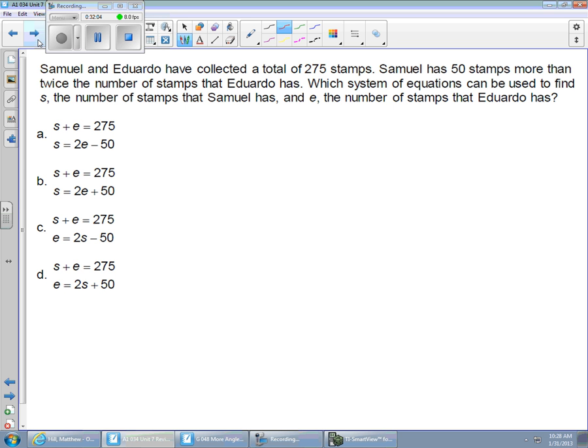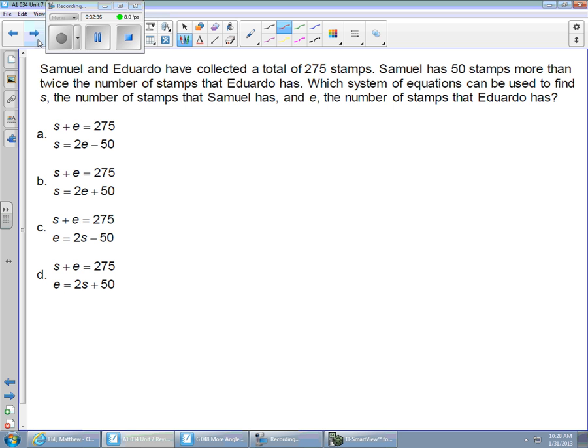Just glancing back and forth from the words of the problem to the system of equations in the answer choices, every one of those has the exact same values in it. They all have a 2, a 275, a 50, an S, and an E. So it's just a matter of which one actually uses the information in the right way. We cannot eliminate any answer choices just by looking at the systems. We're going to have to build our own system and see if we can find one that matches up.